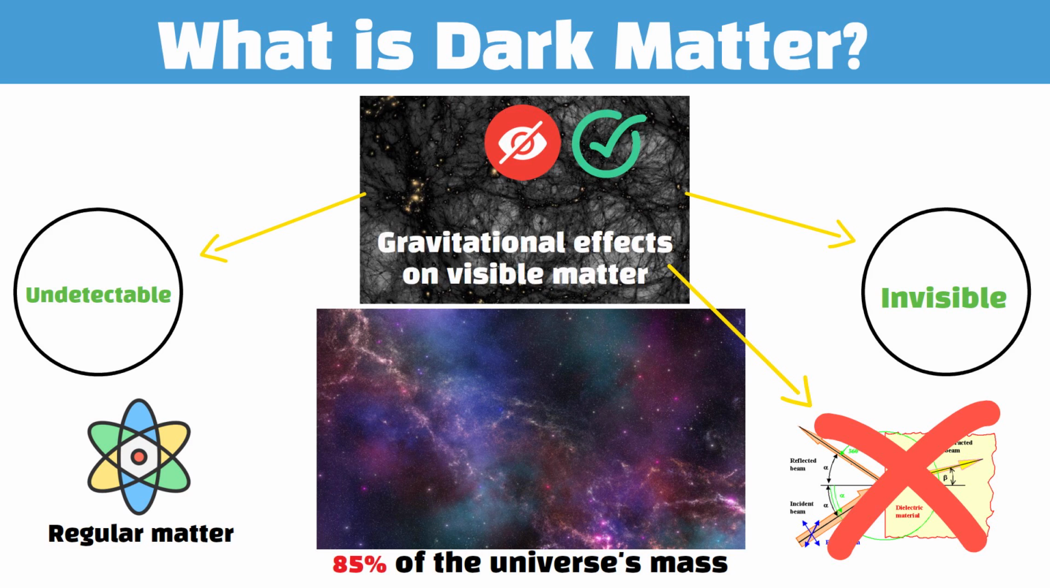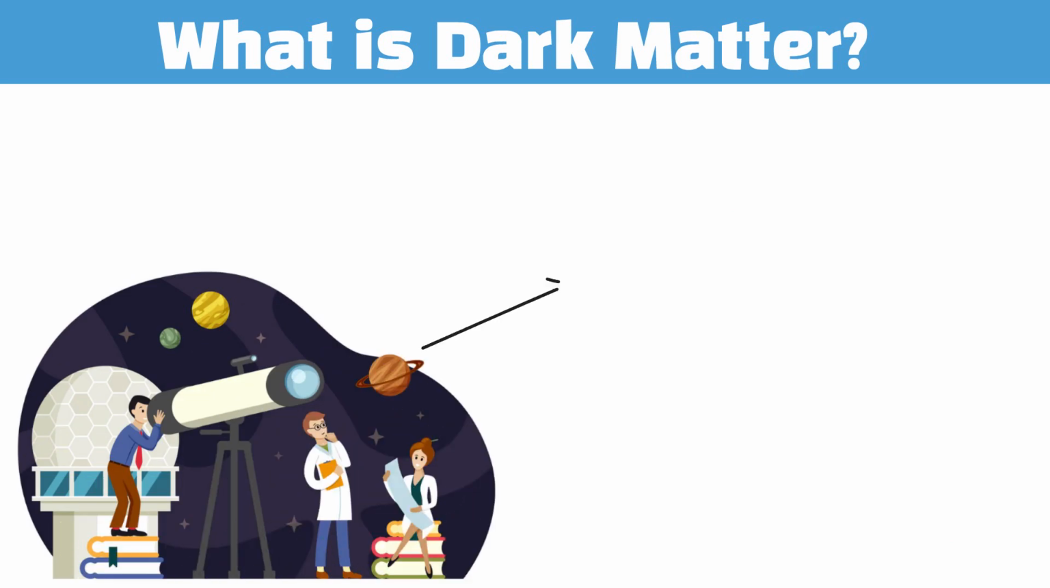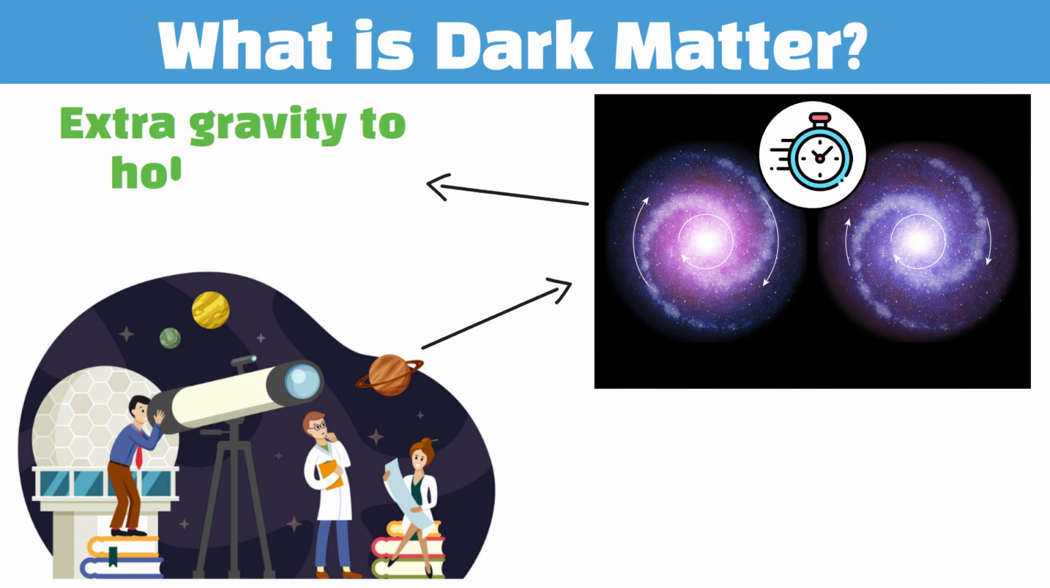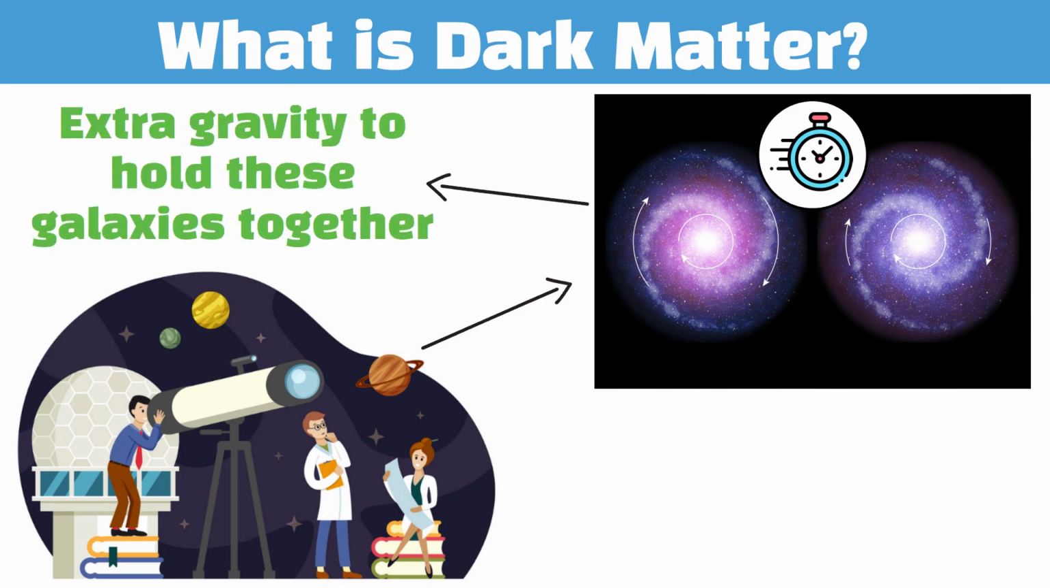The concept of dark matter arose when astronomers noticed galaxies were rotating faster than they should based on their visible mass. Something unseen was providing extra gravity to hold these galaxies together. This mysterious substance was dubbed dark matter.